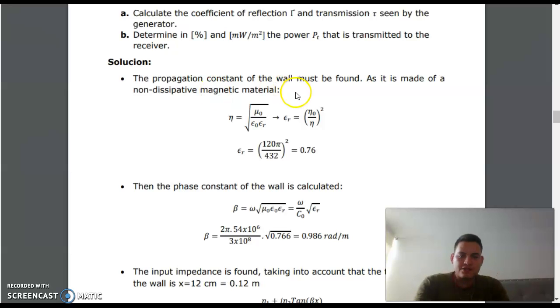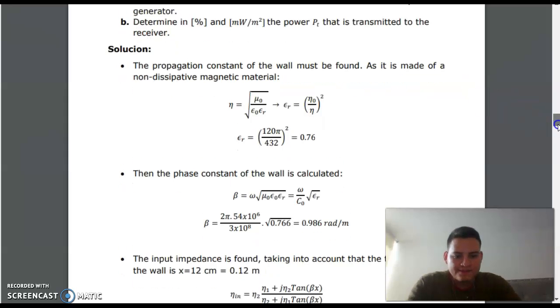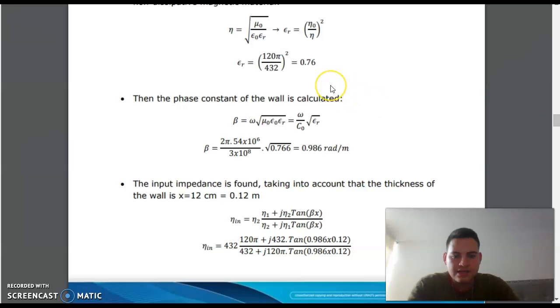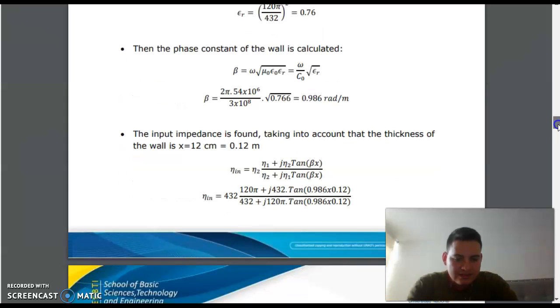The propagation constant in the wall must be found; it is made of a non-dissipative magnetic material. Then the propagation constant in the wall is calculated. The input impedance is found taking into account the thickness of the wall.